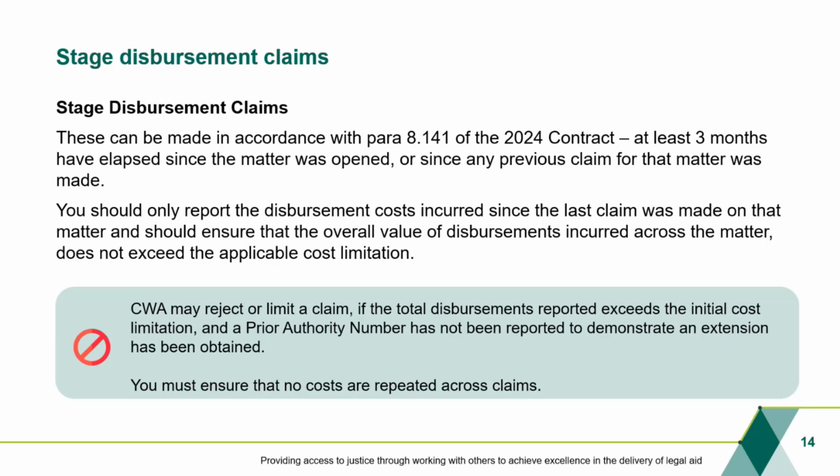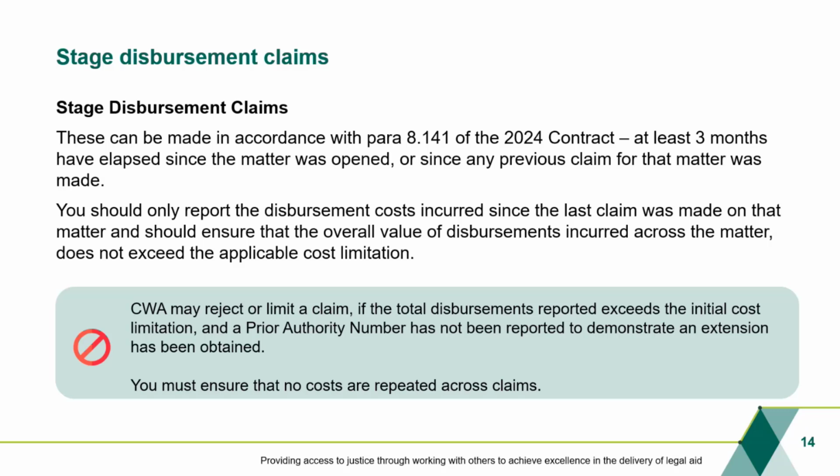Stage disbursement claims can be made in accordance with the 2024 contract. In essence, this allows you to make a claim where the matter's been open for at least 3 months and you've not previously billed those costs. At that point, you can make a claim for any disbursements you've incurred to date. The same may apply that if the matter carries on for a further 3 months and you've incurred further disbursements, you can then put in a further stage disbursement claim. So you may be putting these claims in once every 3 months, depending how long the case progresses.